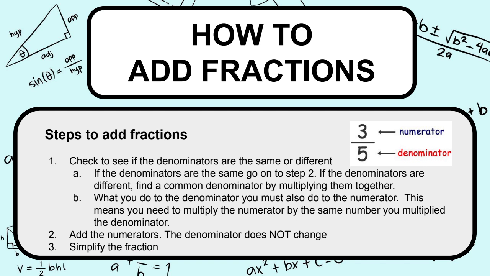In step number 3, you are going to simplify the fraction. If you ended up with an improper fraction, you're going to turn it into a mixed number. If you ended up with a fraction that can be simplified, you're going to simplify it. All right, so let's go on to some examples and check it out.